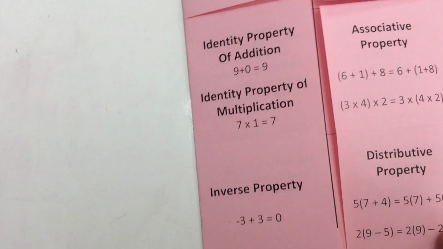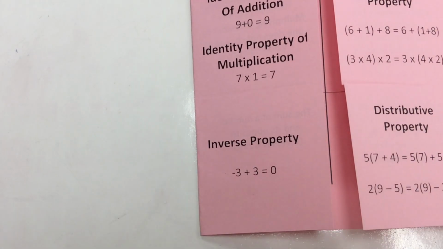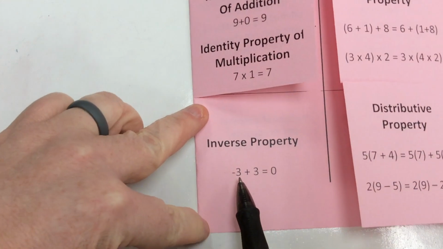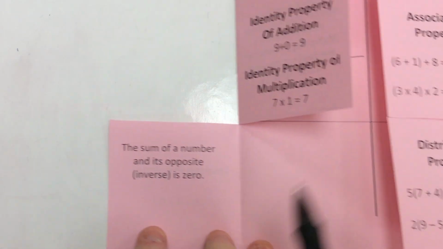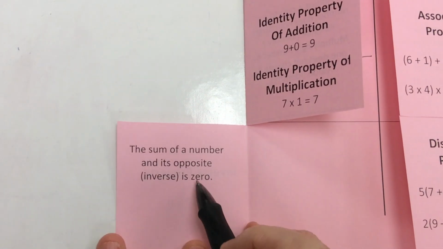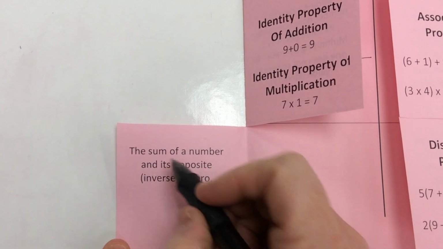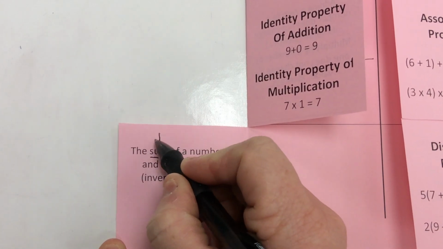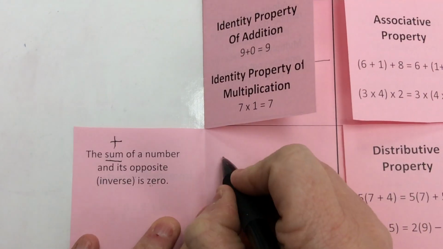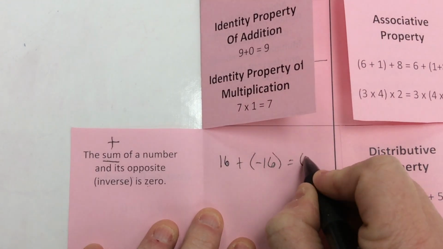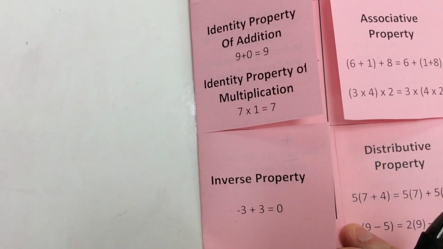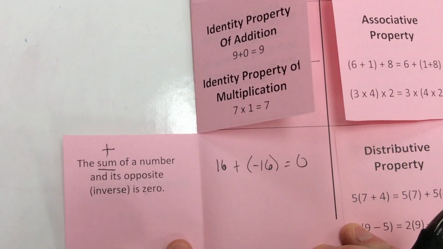Now, the inverse. An inverse means opposite. The inverse property says if I take two opposites and I add them together, I find the sum, it will always be 0. The sum of a number and its opposite or inverse is 0. Sum means addition. So I could say 16 plus negative 16 will give me 0. We call this the inverse property because inverse means opposites.